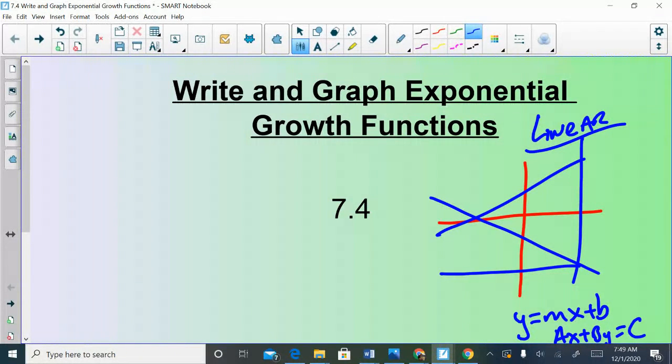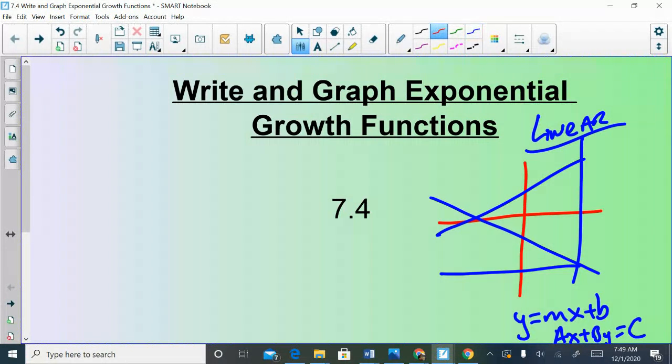What we're going to start to do in every chapter from here on out is graph a different type of function, but they're not going to be linear. They're not going to be straight lines. They're going to be something different. And today what we're talking about is exponential growth functions.